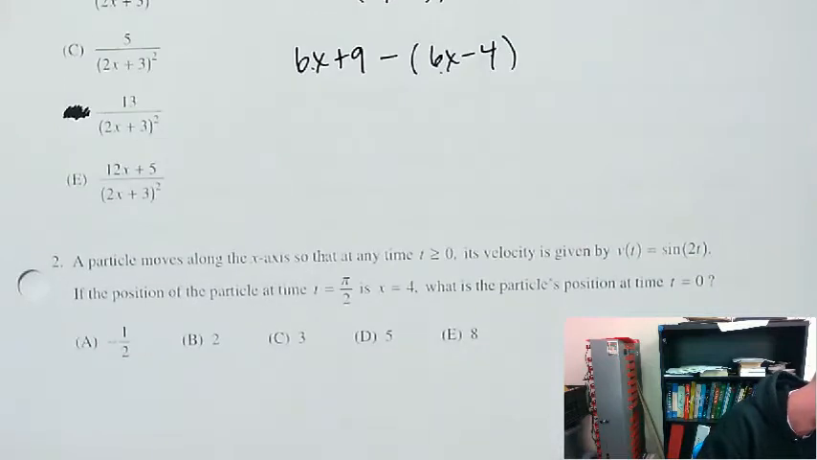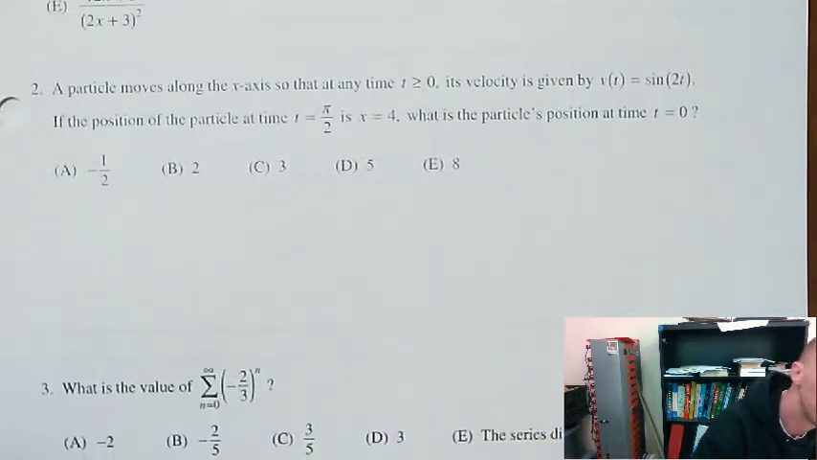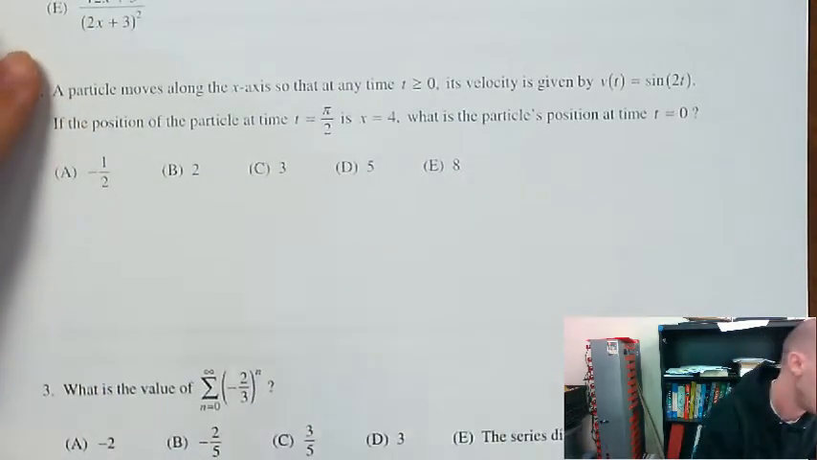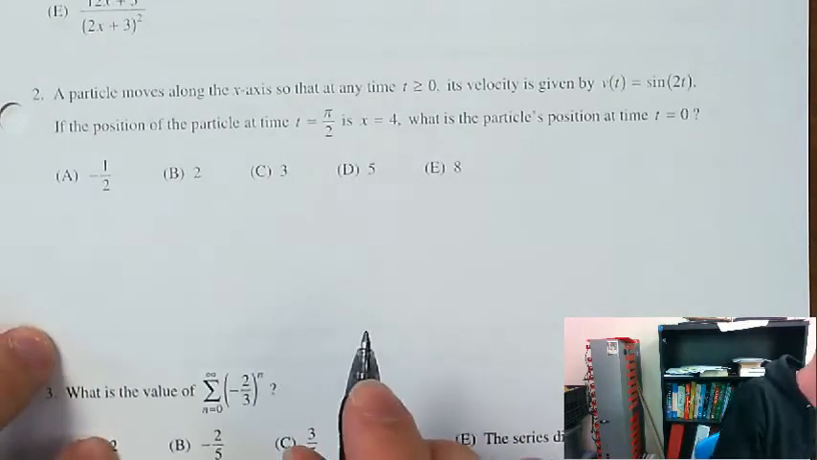So number 2, a particle moves along the x-axis so that at any time t greater than or equal to 0, its velocity is given by v(t) = sin(2t). If the position of the particle at time t = π/2 is x = 4, what's the position at time t = 0? Okay, well, this is just going to be a position.